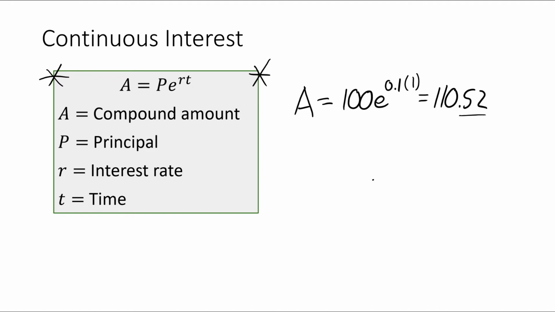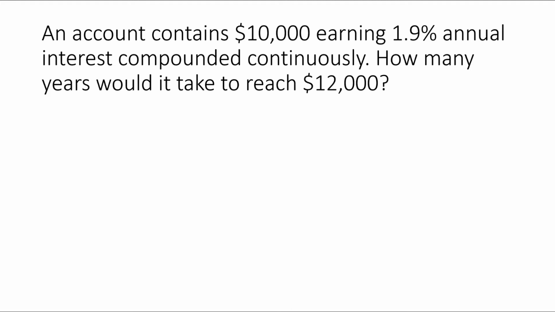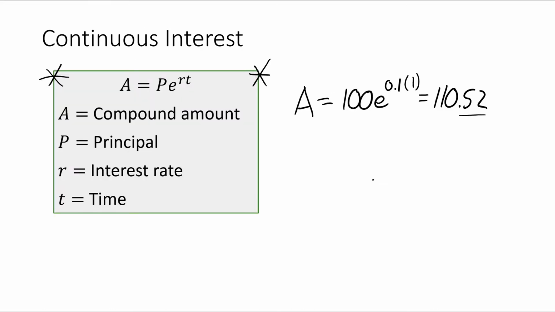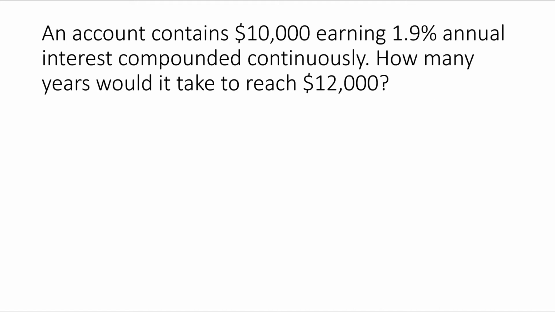Let's look at another example that uses continuous interest. We've got an account that contains $10,000, earning 1.9% annual interest, compounded continuously. We want to know how many years it would take to reach $12,000. The reason we're asking how many years is because this is a little more complicated to solve. Up here, 100e to the 0.1 times 1 was really easy: we just typed it into the calculator and were done. This one will be a little bit trickier, so let's look at why.